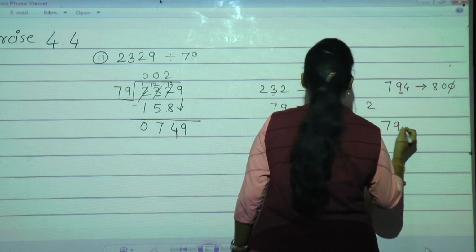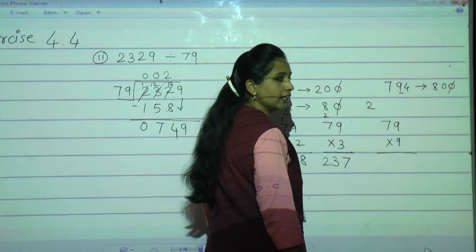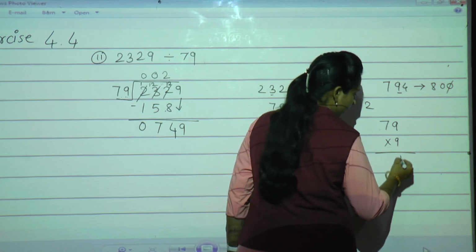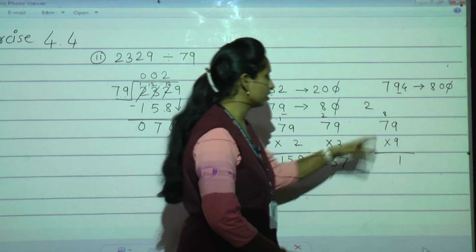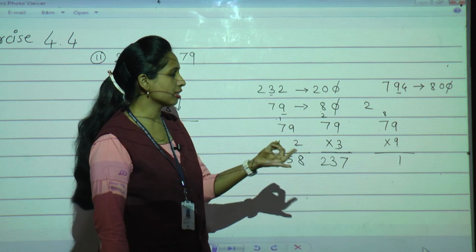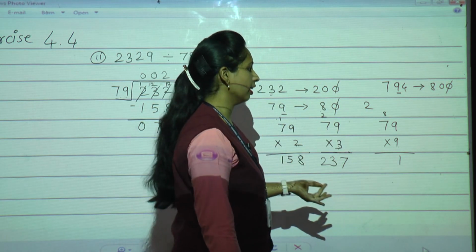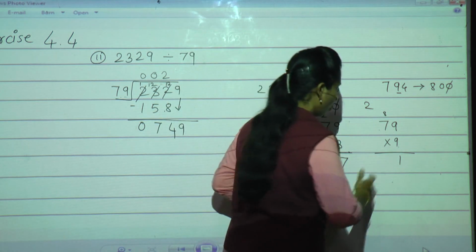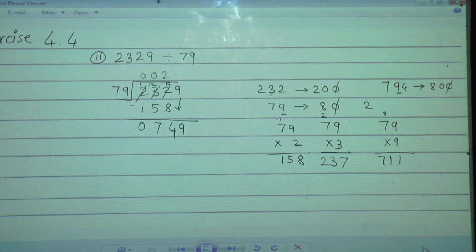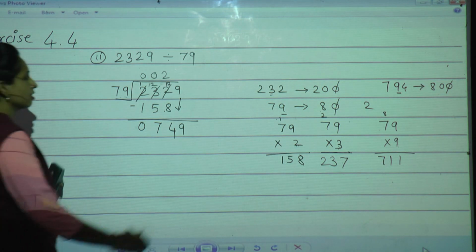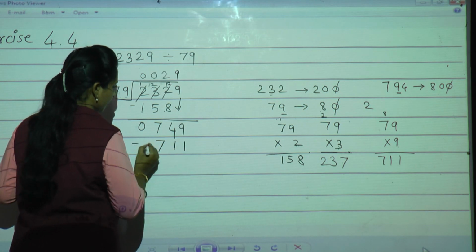So we will go with the 9th quotient. We will see, 9 9s are 81. 9 7s are 63. 63 plus 8: 64, 65, 66, 67, 68, 69, 70, 71. Isn't it? 711. Correct? How many times? 9 times 79 means 711.